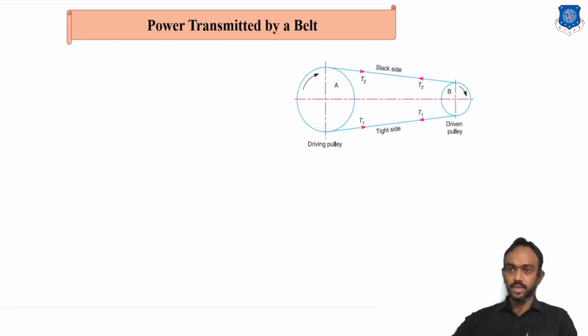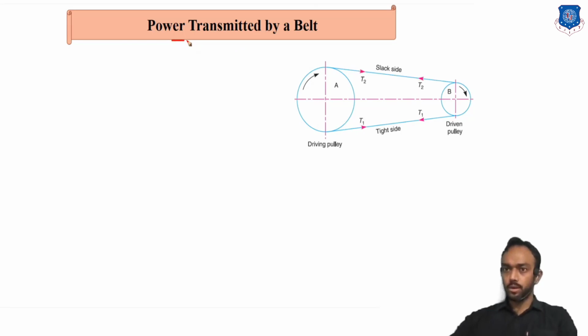Okay, let's start power transmitted by belt. Very simple and one small point which will be used in numericals. So you can see at the tight side T1 is the tension in the tight side, and there is a slack side, and T2 is the tension in the slack side. So we keep the slack side always on the top, so more angle of contact we can obtain, and larger the friction, more torque can be transmitted.